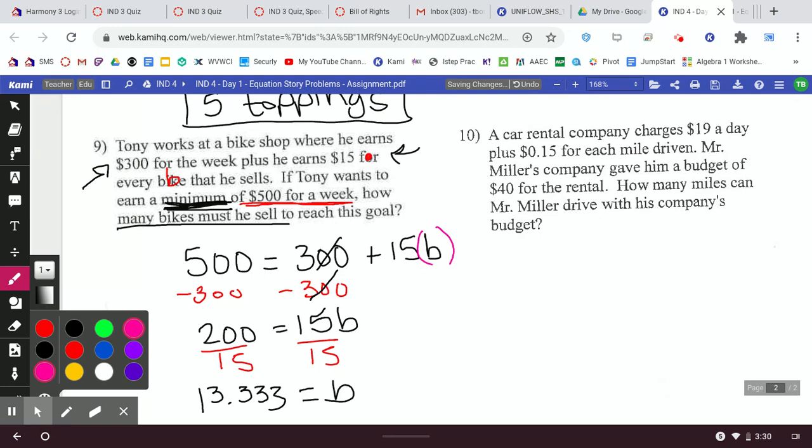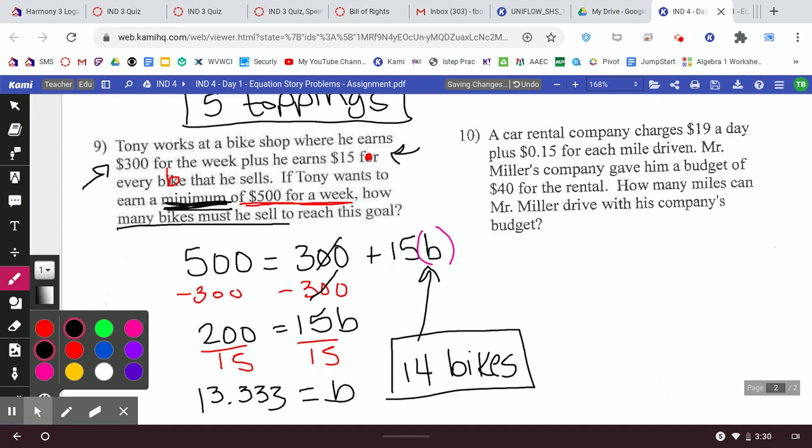So what happens if we round up? If we round up to 14 bikes, because again, you can't sell 13.33 bikes. If we round up for our answer to be 14 bikes, and we plug 14 in for B, 15 times 14 equals 210, plus that $300 is 510. Now he's met his minimum of $500.